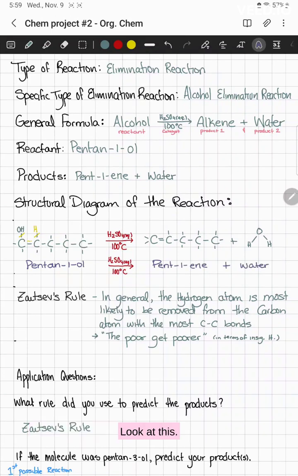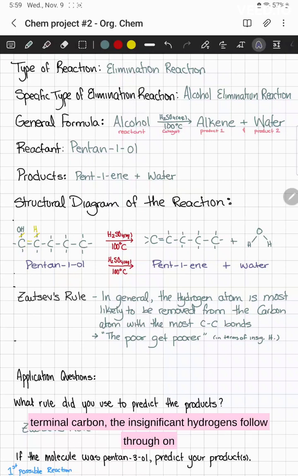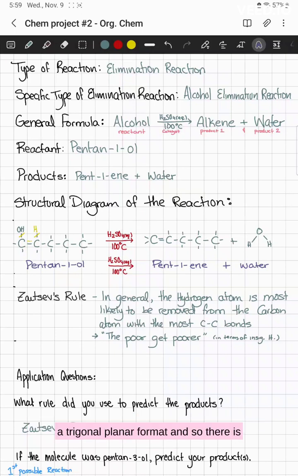So now, if we were to name this reaction, we have Pentan-1-ol reacting to produce Pent-1-ene and water. Pause, look at this. We see that we have an alkene. Isn't it supposed to be cis or trans? No, not in this case, because when there's a double bond to a terminal carbon, the insignificant hydrogens follow through on a trigonal planar format, and so there is no cis or trans formation. It's just Pent-1-ene. So that is the reaction that occurs for an alcohol elimination reaction for Pentan-1-ol.